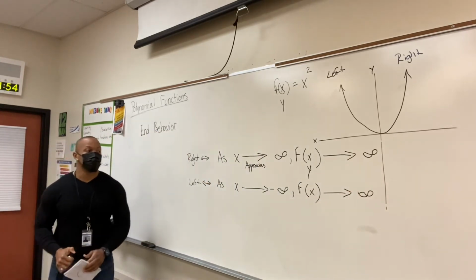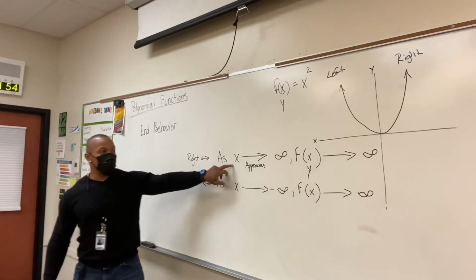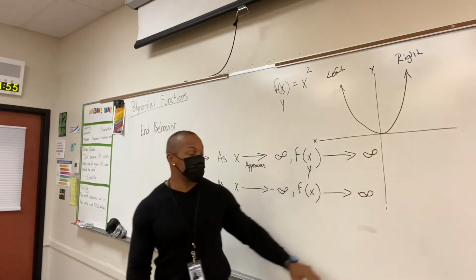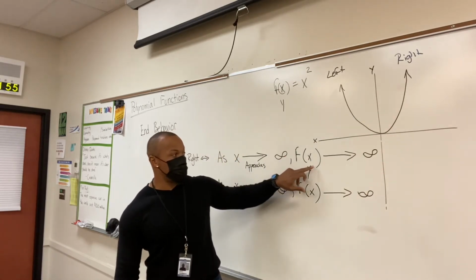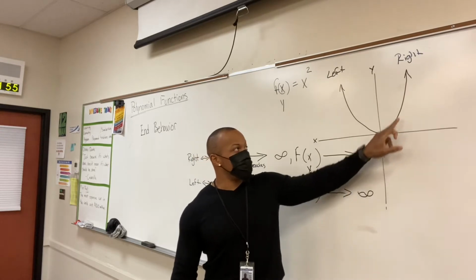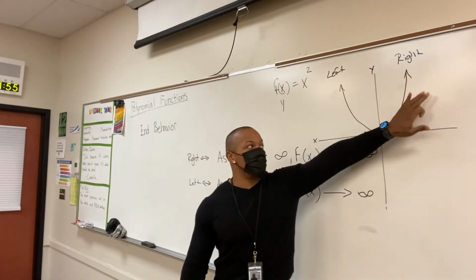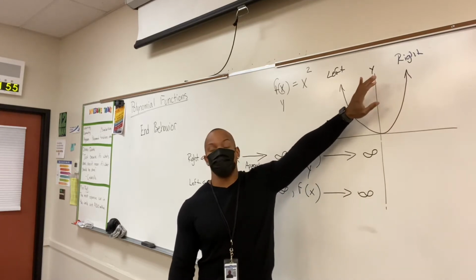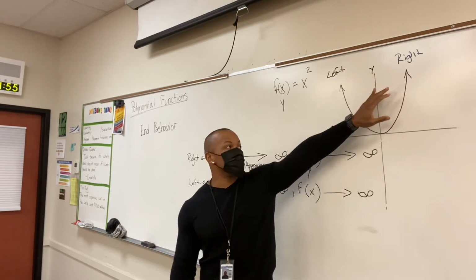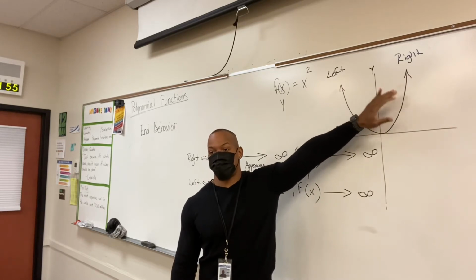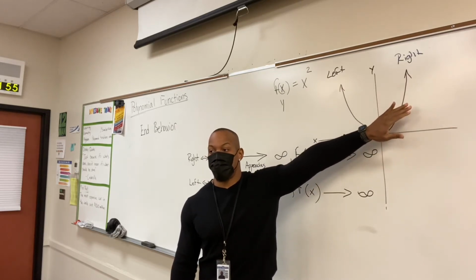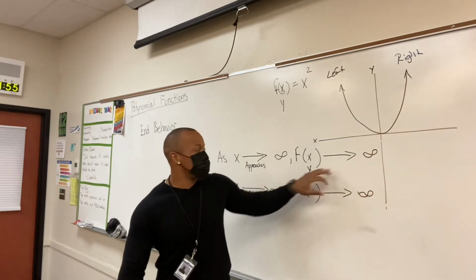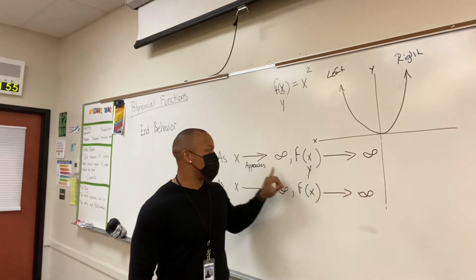Okay. Now, the right side reads: as x approaches positive infinity, f of x, or the y value, approaches positive infinity as well. It's on the right side, which we know is quadrant one. Any point that lands in quadrant one is going to be positive for either the x value or the y value. We know that, right? Yes? Okay, so it's fair to say that both of these are going to be positive.